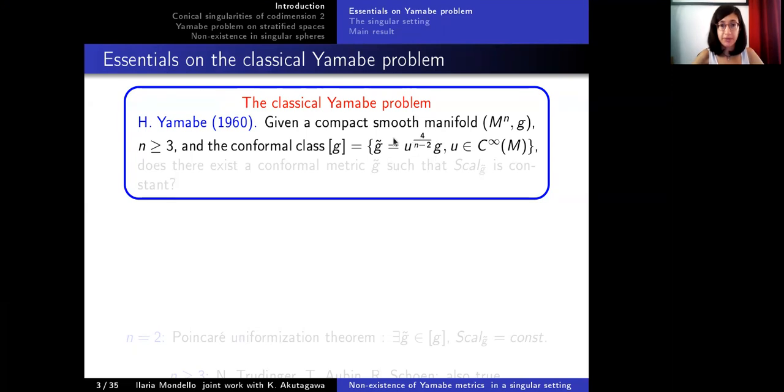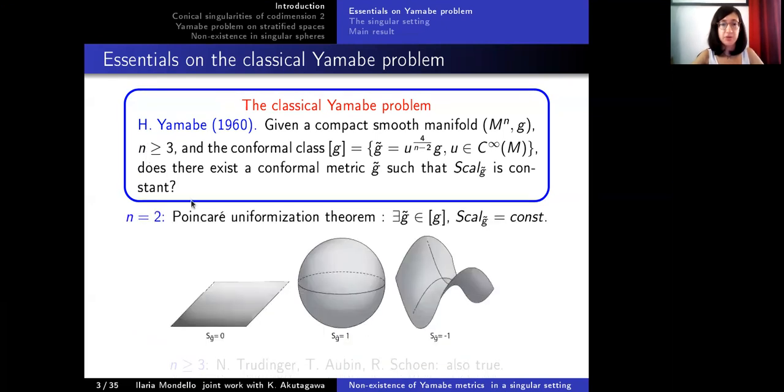So can we find a conformal metric in this conformal class such that the new metric has constant scalar curvature? The question was asked in dimensions larger than 3 because thanks to Poincaré uniformization theorem, it was already known in dimension 2 that there always exists a conformal change that makes the scalar curvature constant. In order to solve this problem in dimension larger than 3, it took more than 20 years to give an answer, and the answer is yes, you can also find a conformal metric with constant scalar curvature for a compact smooth manifold of dimension larger than 3. And this is due to the work of Trudinger, Aubin and Schoen.